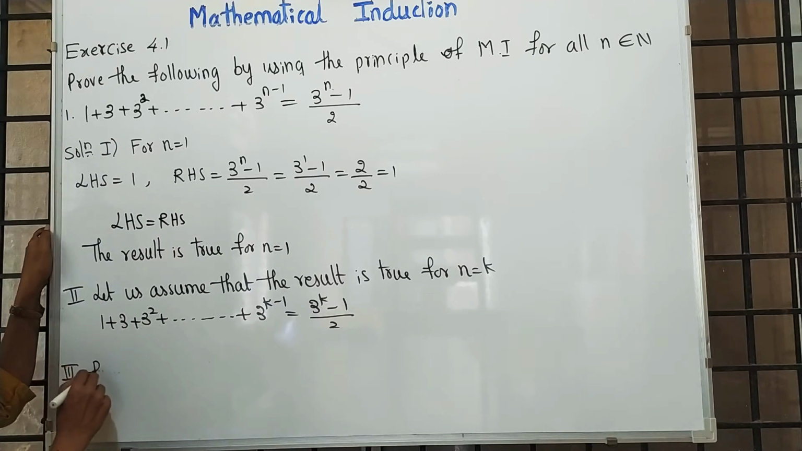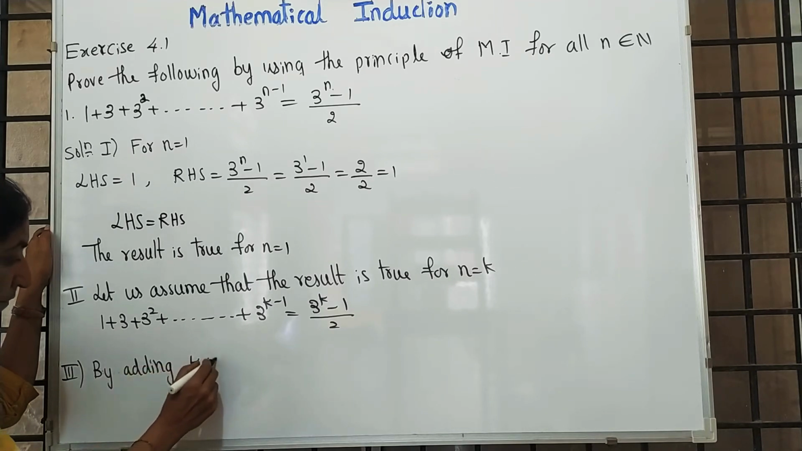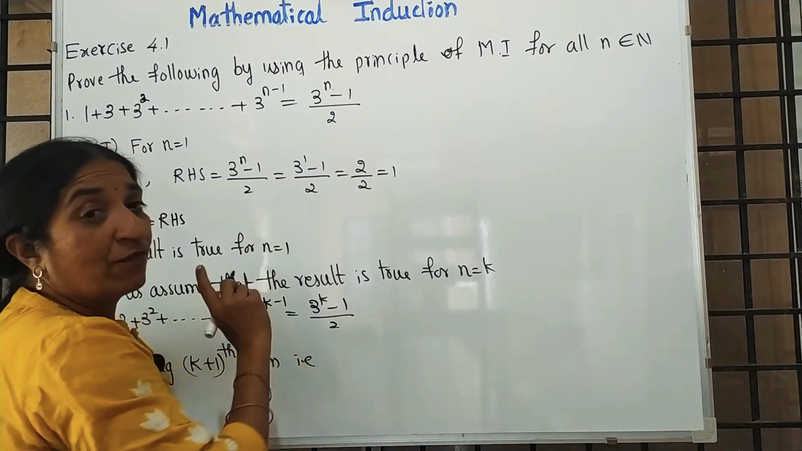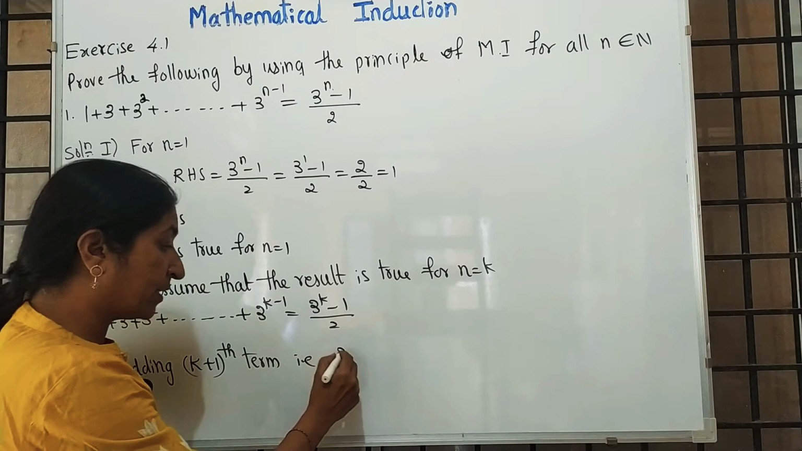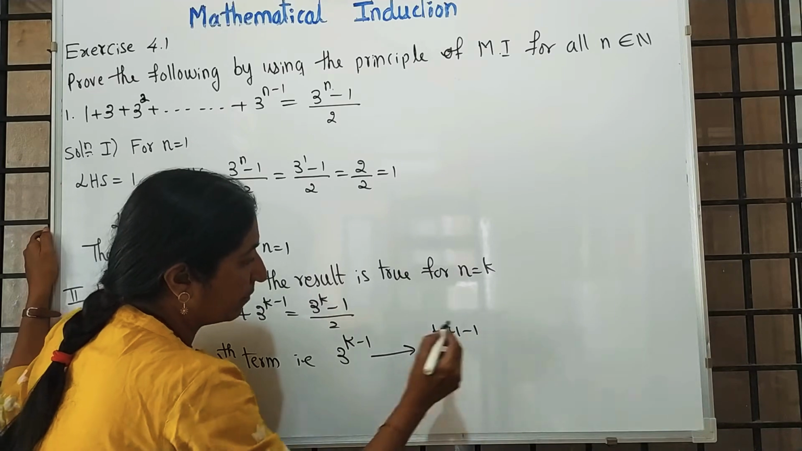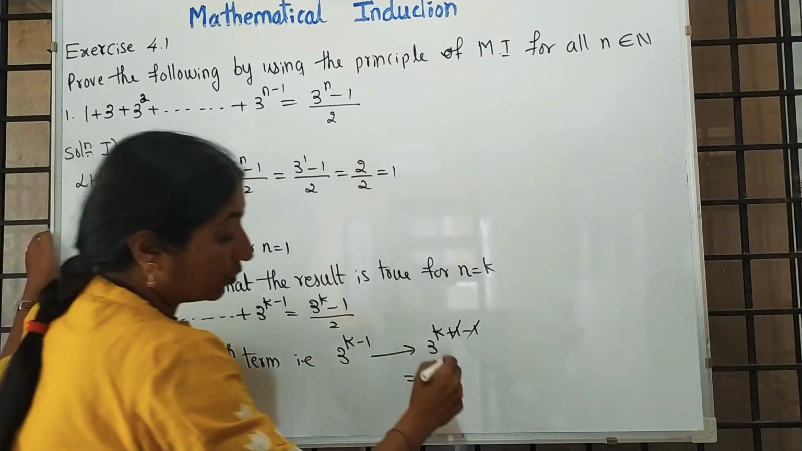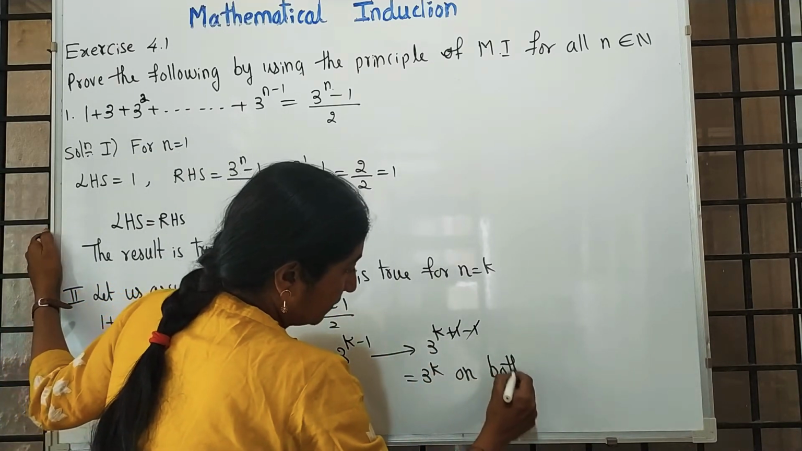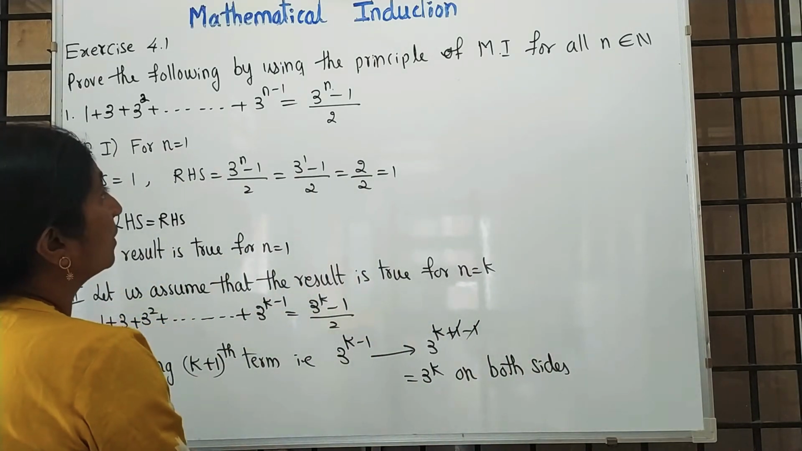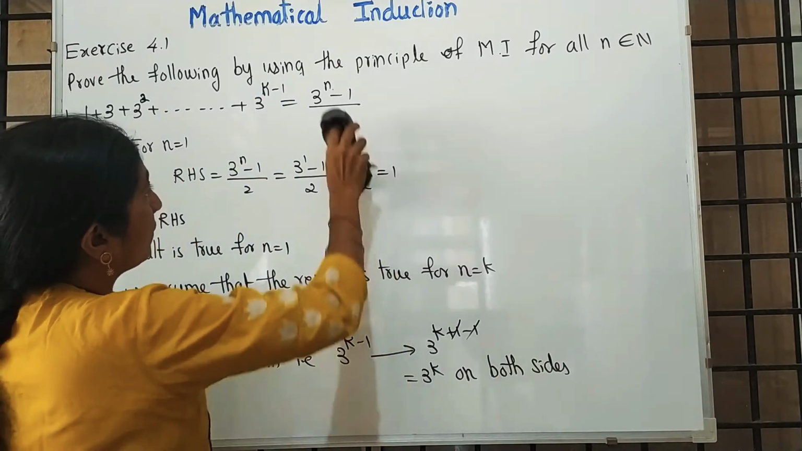In the third step, by adding the k plus 1th term, I explained that method also, we have to write the last term of the left side and wherever k is there, replace it by k plus 1, minus 1 gets cancelled. We have to add 3 raised to k on both the sides. So here we are adding 3 raised to k on both the sides.